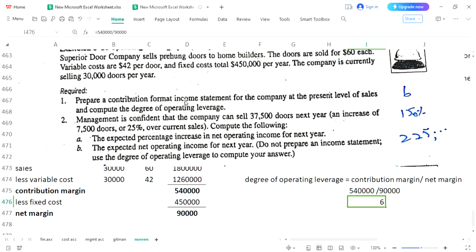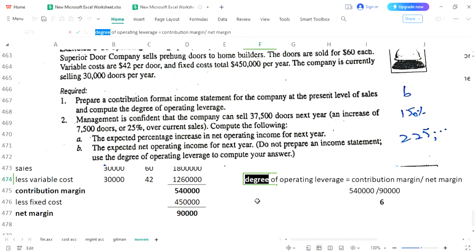We were asked to create a contribution margin income statement. We have calculated contribution and net margin, and then we were asked to calculate degree of operating leverage. Here we have calculated degree of operating leverage as well. So we are now going to proceed next. Management is confident that the company can sell 37,500 doors next year, an increase of 7,500 doors or 25% over sales.